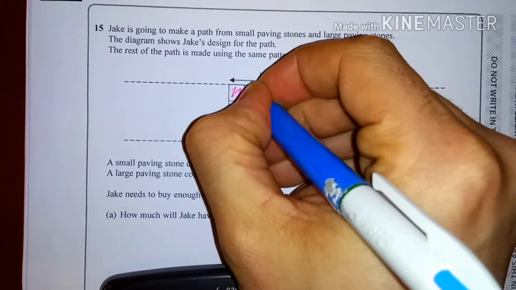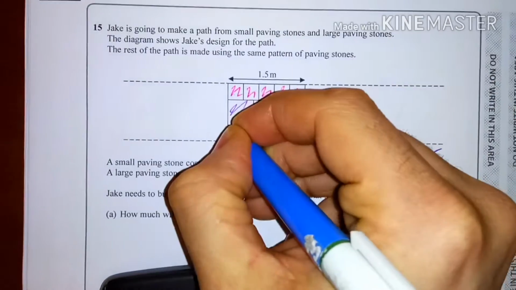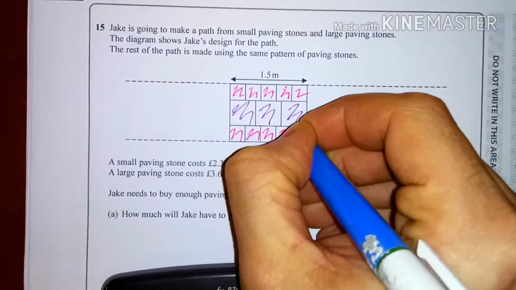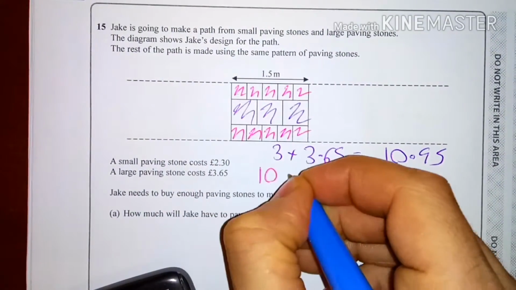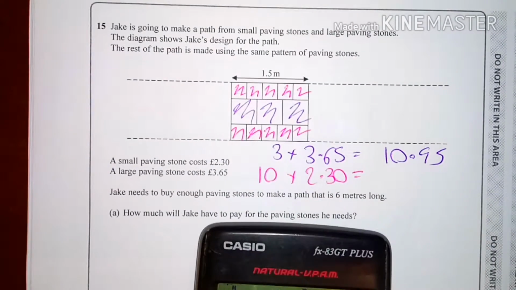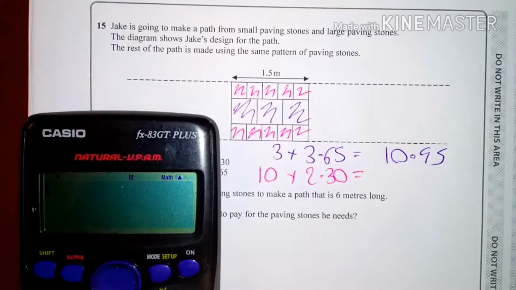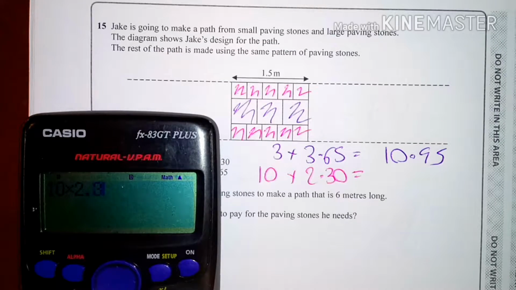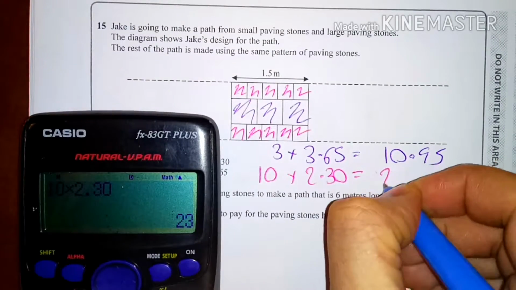This one is the smaller ones. I've got 1, 2, 3, 4, 5, 6, 7, 8, 9, 10. So I'm going to do 10 times £2.30. Even though I can multiply by 10, I'm still going to use my calculator for it. 10 times 2.30 equals 23.